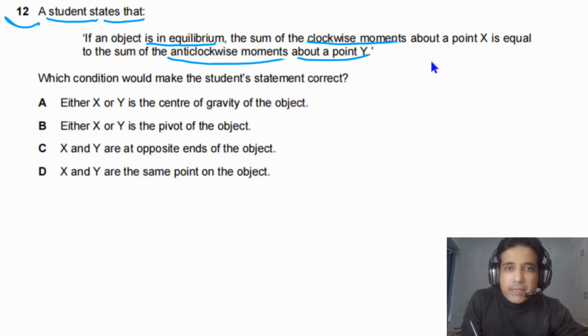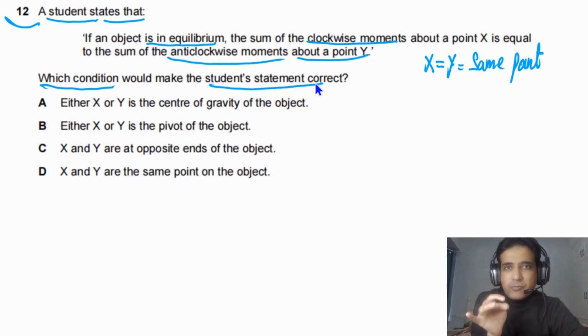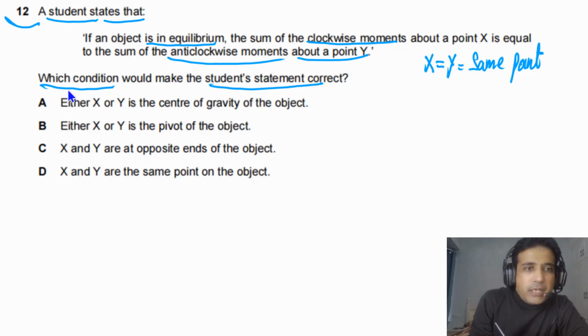So this object can be in equilibrium if X and Y are the same point. The question is asking us which condition could make the student's statement correct. So the condition is that X and Y have to be the same point. If you look at option A, this is not possible because this is telling us the center of gravity of the object is either X or Y. This is not possible. Either X or Y is the pivot of the object.